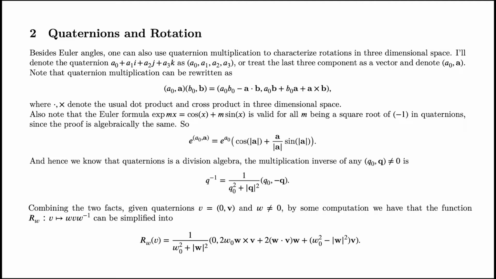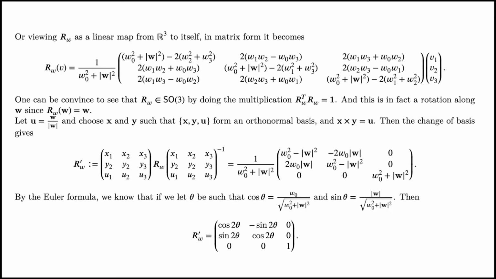Now, consider the function Rw that sends v to w v w inverse, where v is of real part 0 and w is a non-zero quaternion. After the calculations, we find that this linear function preserves the vanishing real part. When writing it in the form of a matrix, we find that this matrix is in fact in SO3. This can be checked by Rw transpose Rw equal identity. And note that w is a fixed point of Rw, so this is a rotation along the axis of w.